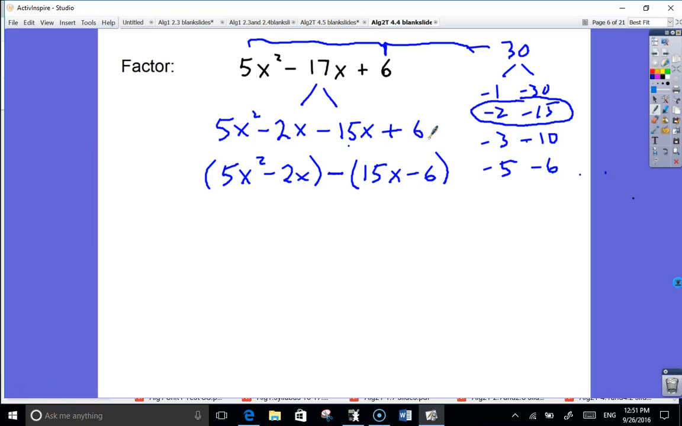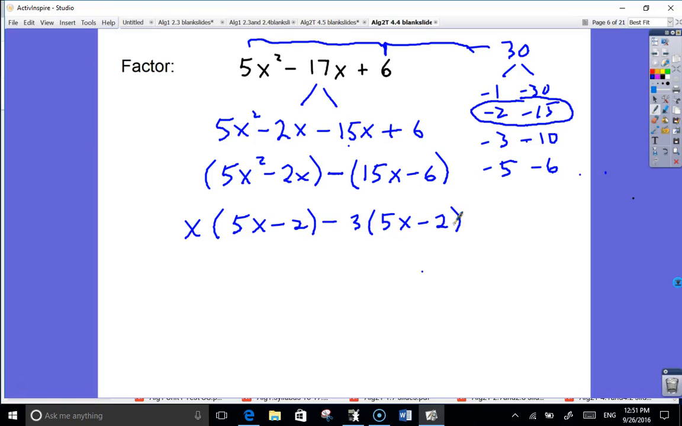Okay, next step is you have to greatest common factor each set of parentheses. Okay, what's the greatest common factor in the first set of parentheses? x, right? Okay, what's left if I factor out x? 5x minus 2. Okay, and what's the greatest common factor in the second set of parentheses? 3. Both divisible by 3, and what's left inside the parentheses? 5x minus 2. So if you've done this right to this point, what's in parentheses should be the same. If it's not the same, you did something wrong.